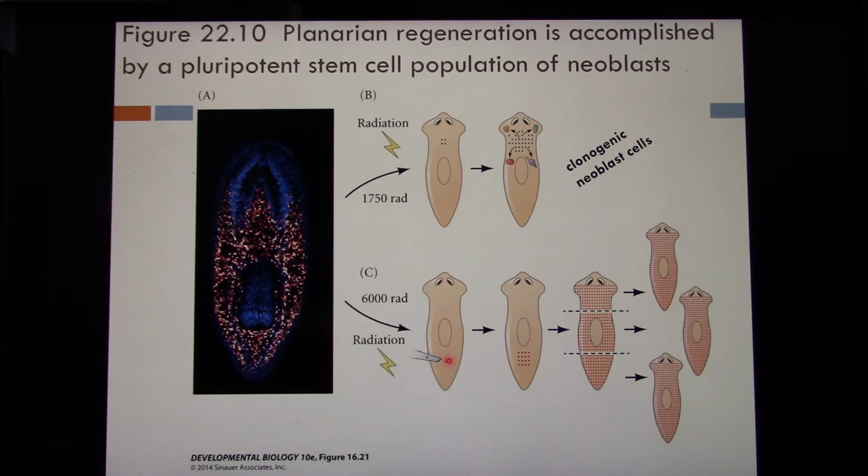you're going to have to transplant a clonogenic neoblast stem cell in here. And it has the capability of regenerating all of those stem cells so that the planarian can regain its full capacity to regenerate when cut in half or thirds or so forth.